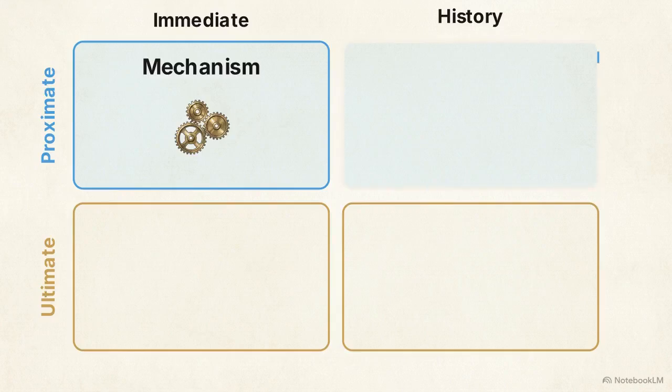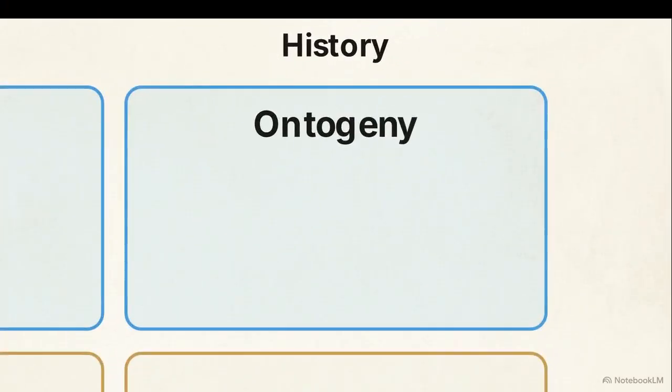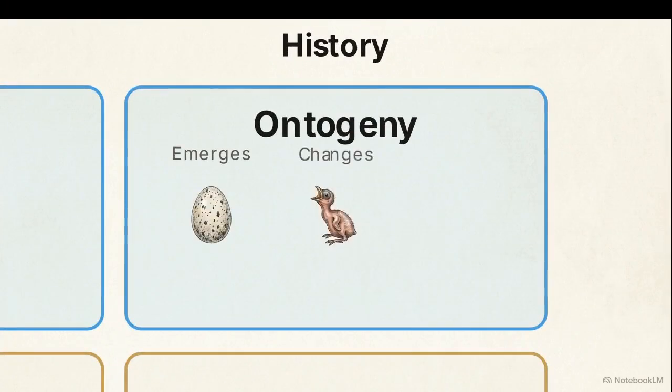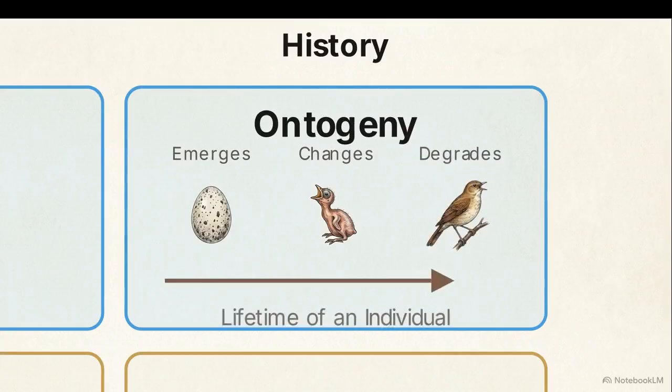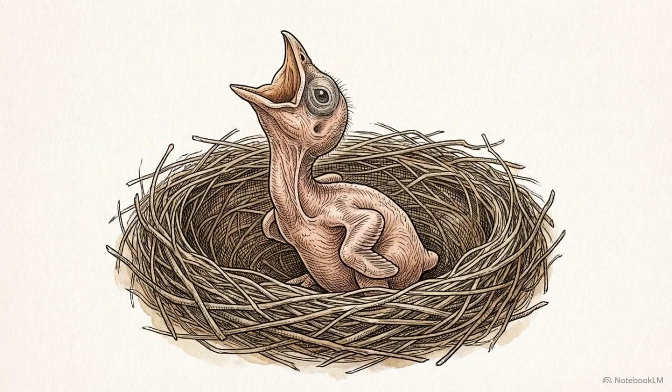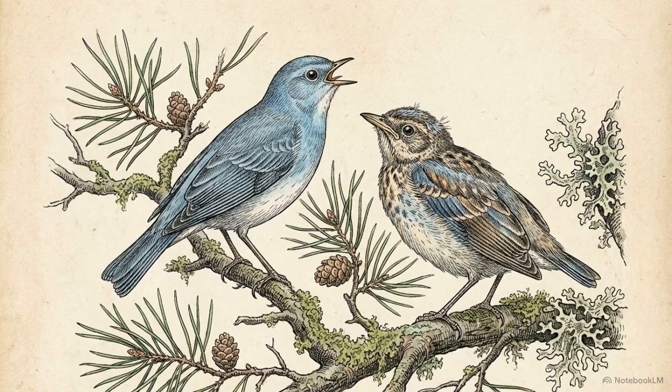For that, we move to the second quadrant, ontogeny or development. Ontogeny is the study of how a behavior emerges, changes, and degrades over the lifetime of an individual. The bird is not born with its full adult song. It must acquire the specific regional dialect by listening to and mimicking its parents and neighbors.